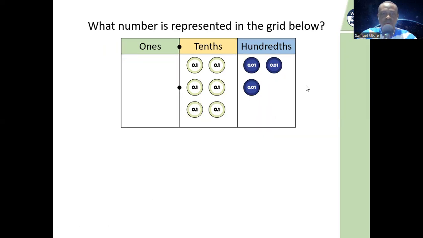Here is this one. What number is represented in the grid below? Here we can see that we have 6 tenths and we have 3 hundredths. Would it be right to write it as .63? What do you think? Well, you may have thought that's right, but no. We must acknowledge the place value for the ones. Although we do not have anything there, we use 0 as the placeholder. So the correct way to represent this number is 0.63.